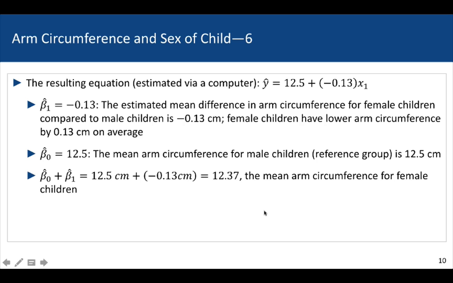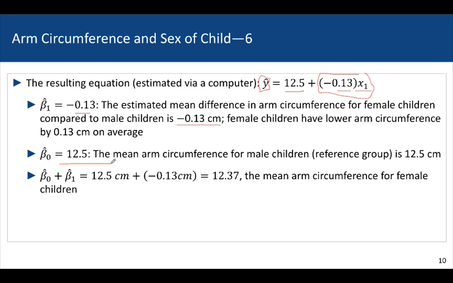So the resulting equation estimated by a computer, and we'll talk more about the estimation process later in this lecture set, is this. The estimated mean arm circumference for a given person, given their value of x1, is 12.5 plus negative 0.13 times x1. So let's look at that slope to start and interpret it. This is the estimated mean difference in arm circumference for female children compared to male children. In other words, female children have arm circumference on the order of 0.13 centimeters less on average than males.